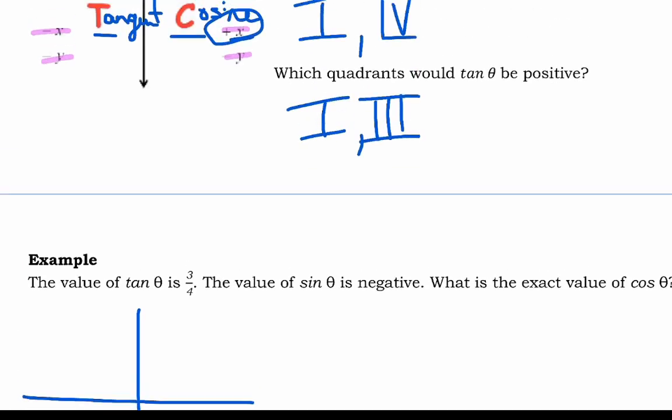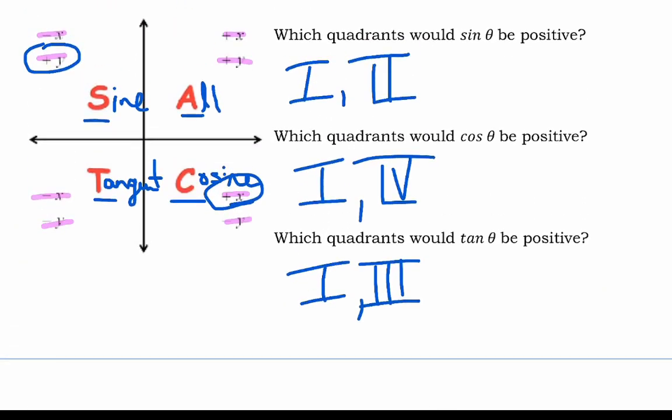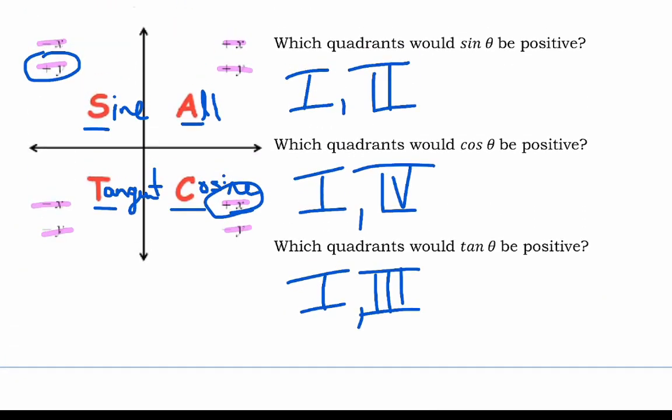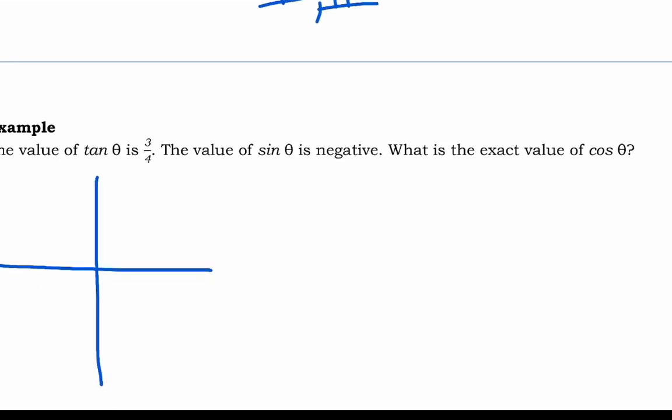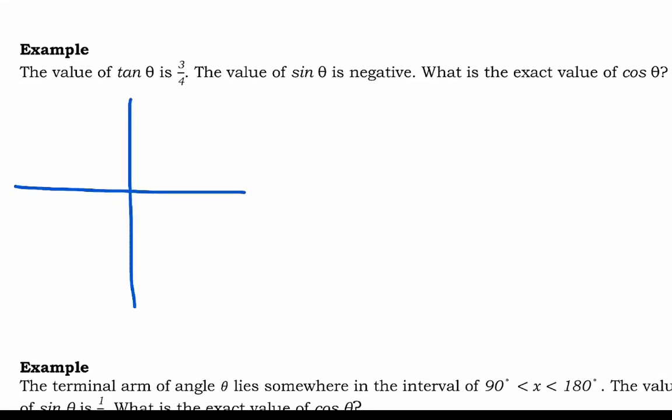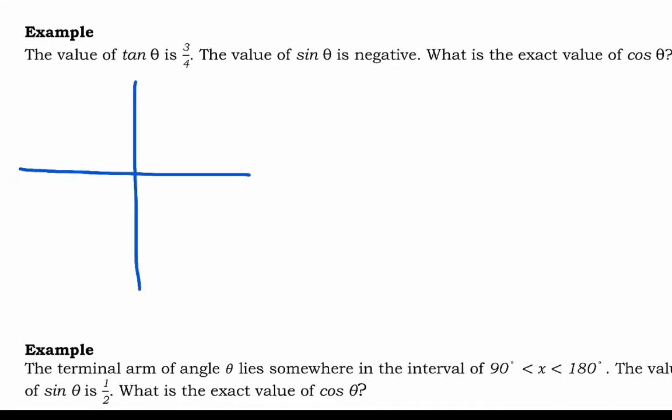Again, go back and take a look at the picture of the CAST rule. So it can't be quadrant 1 because everything's positive in quadrant 1. In quadrant 3, tan is positive. Only tan is positive in quadrant 3. So that means the sine would be negative. So our angle theta, our terminal arm, must be in quadrant 3 for tan to be positive.